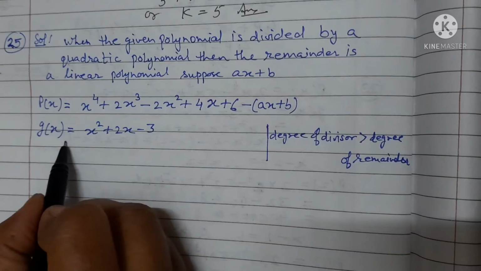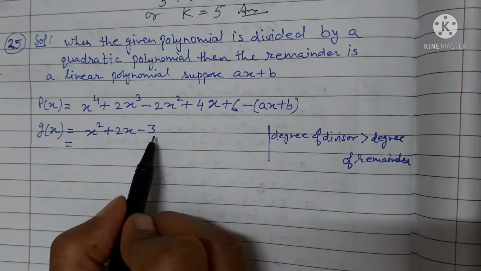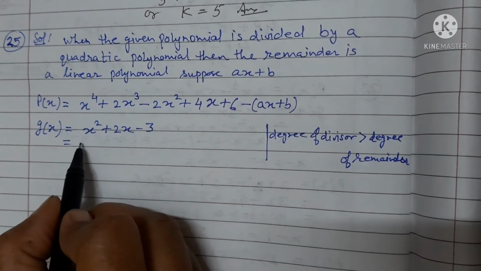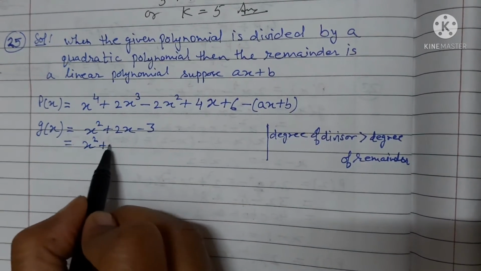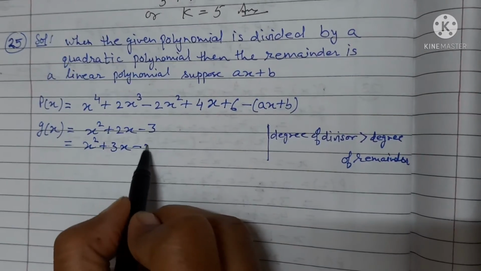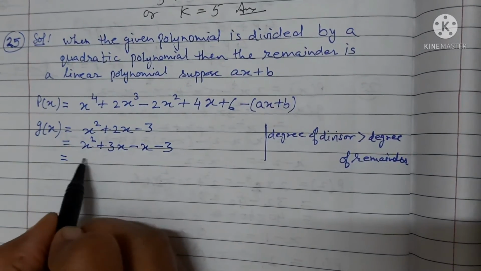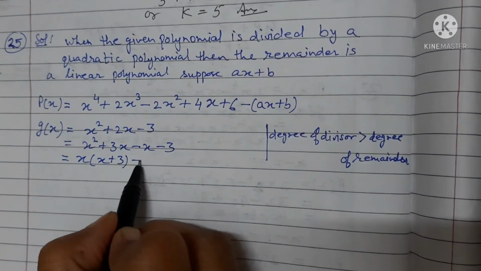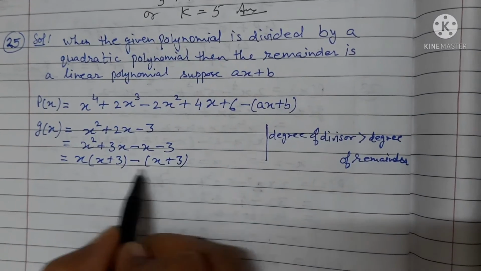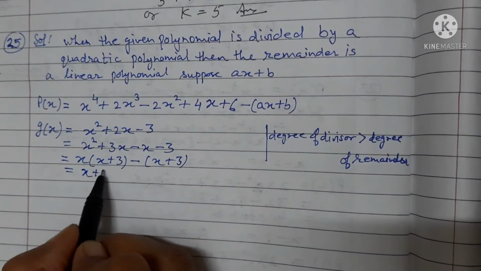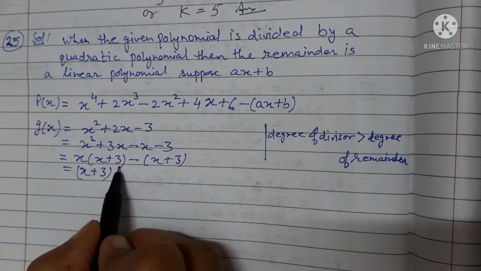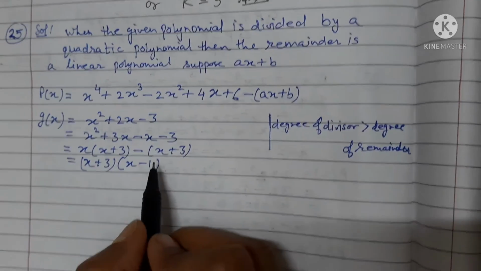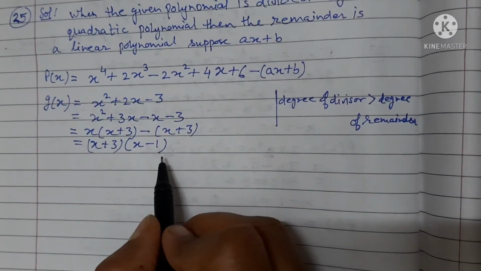Now factorize it. So you will get this quadratic polynomial in the form of linear polynomials. 3 ones are 3. So write down x square plus 3x minus x minus 3. x common, x plus 3; minus common, x plus 3. You will get x plus 3 common and the other factor is x minus 1. So these are the two polynomials.